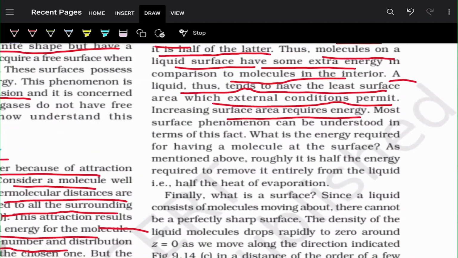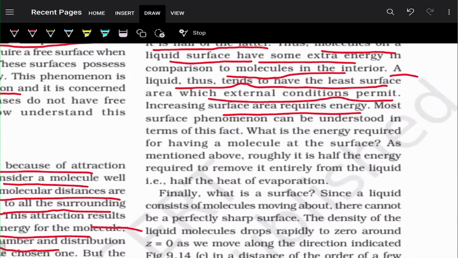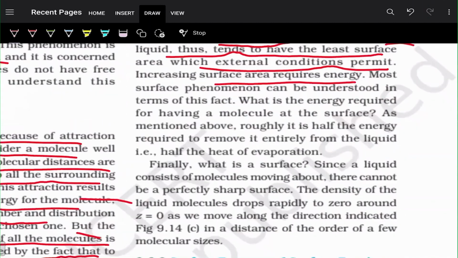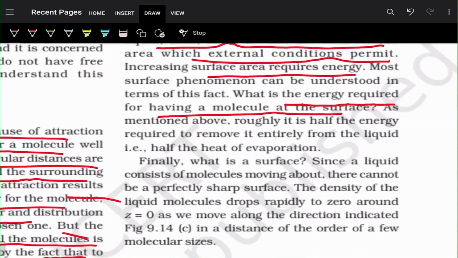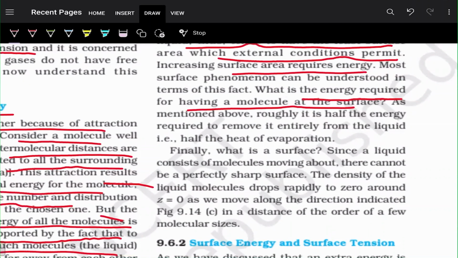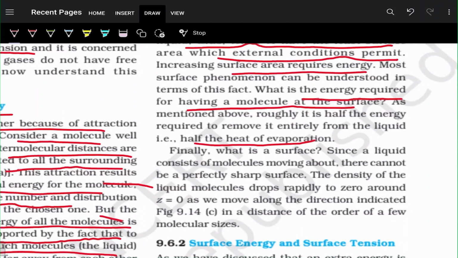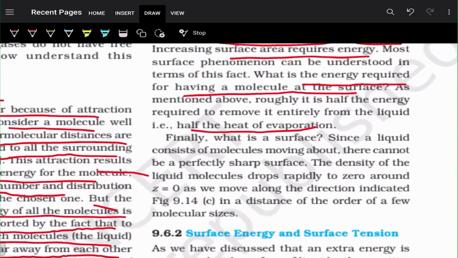What is the energy required for having a molecule at the surface? As mentioned above, roughly it is half the energy required to remove it entirely from the liquid. That is half the heat of evaporation. So what is the energy of a molecule sitting on the surface? Half of the heat of evaporation. Finally, what is a surface?